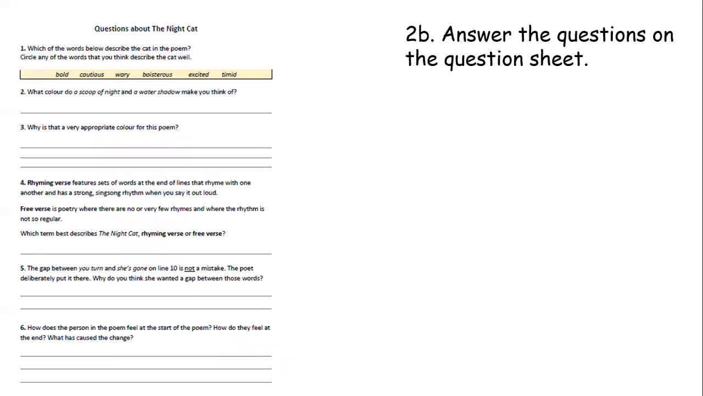So then you're going to answer the questions on the question sheet about the night cat. So question one says, which of the words below describe the cat in the poem? Is it bold, cautious, wary, boisterous, excited, or timid? Question two, what colour do a scoop of night and a water shadow make you think of? Question three, why is that a very appropriate colour for this poem?